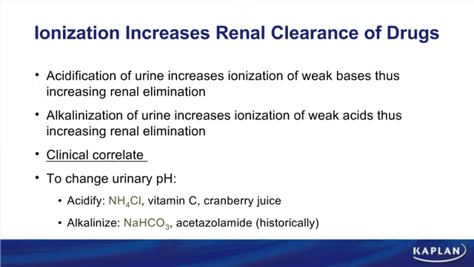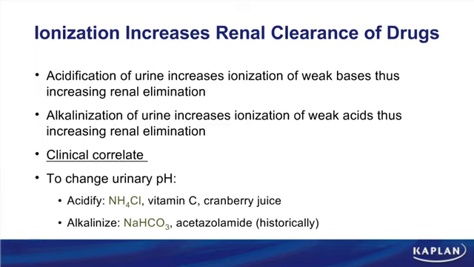So let's talk about how ionization can affect the renal clearance of drugs, and specifically focus on ways to manipulate the pH of the urine. Think about it. Why would I ever acidify the urine? Well, I would acidify the urine to enhance the elimination of a weak base. Somebody overdoses on a weak base. Let's come up with some examples.